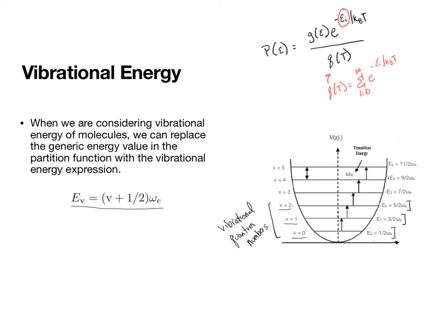So the v equals 0 level is found at the energy 1/2 omega e. And then if we start thinking about the transitions between these levels, there's a transition energy of omega e, which is basically the gap between these.